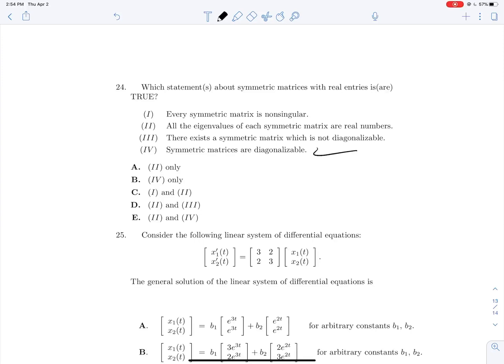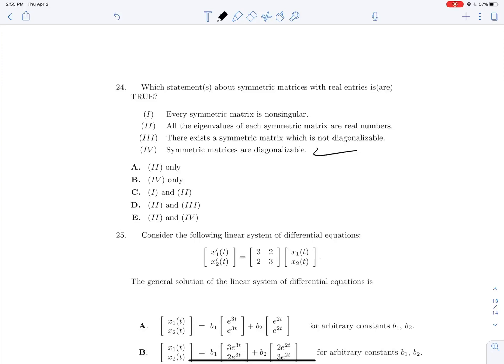Option 3, they often don't do this, where there's just an option in these choose-some-of-these-expressions-as-true questions that is directly contradicting another one. So 3, there exists a symmetric matrix which is not diagonalizable.